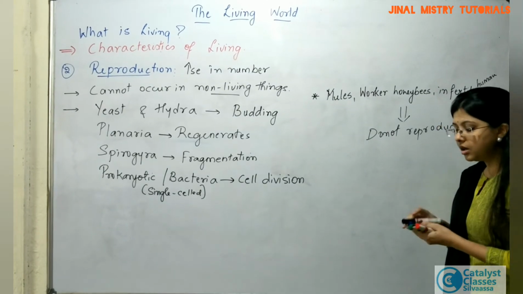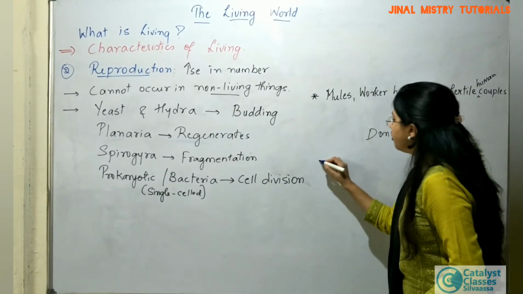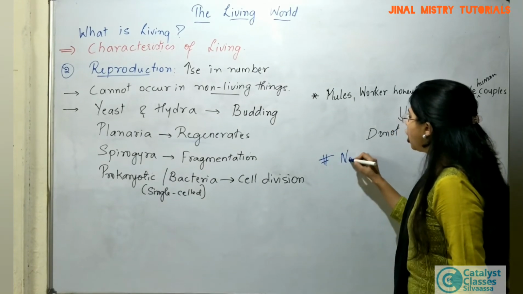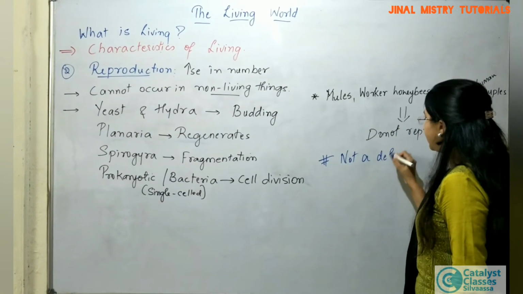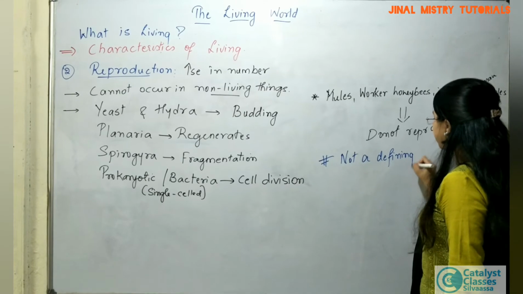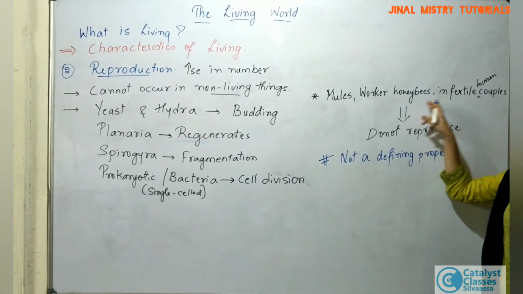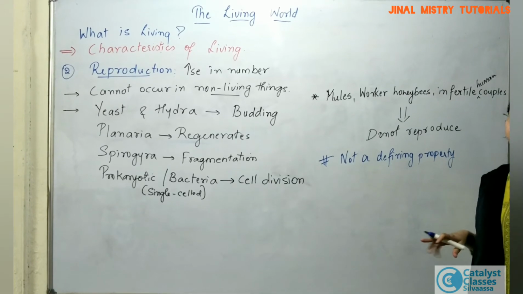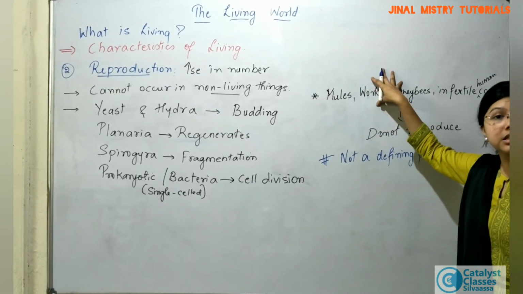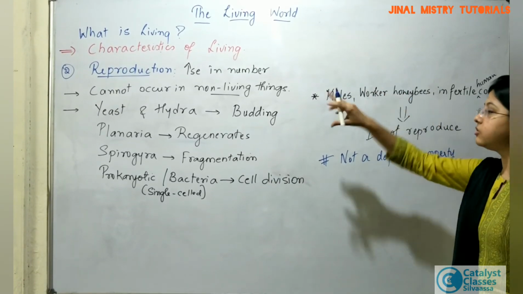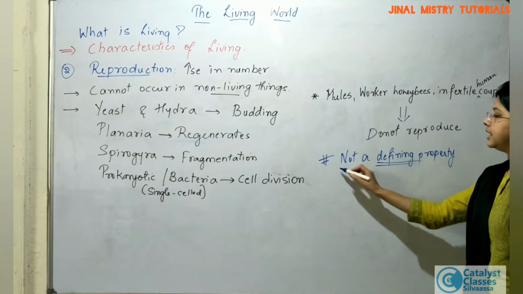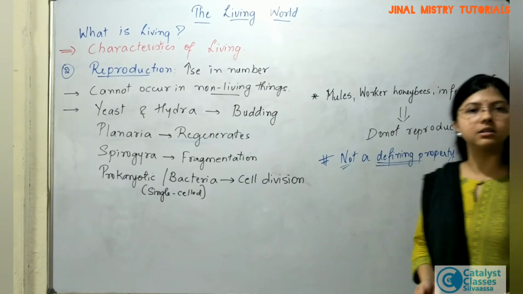Hence, you can here again say that reproduction is again not a defining property, right? If it would have been a defining property, these organisms should also have reproduced. But they are living, still they are not reproducing. That means reproduction is not a defining property of living organisms.